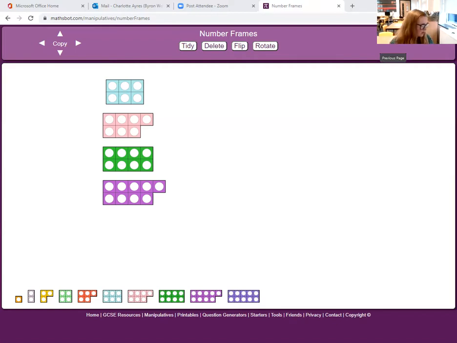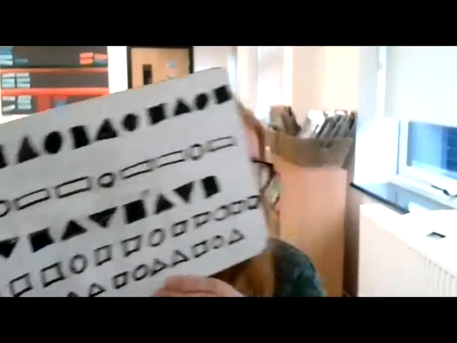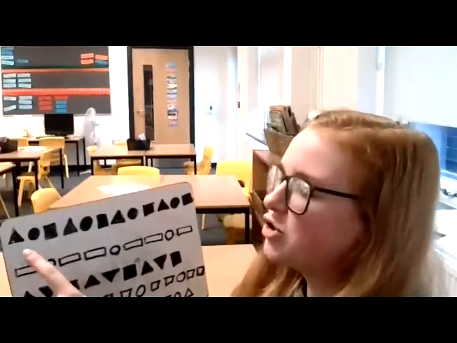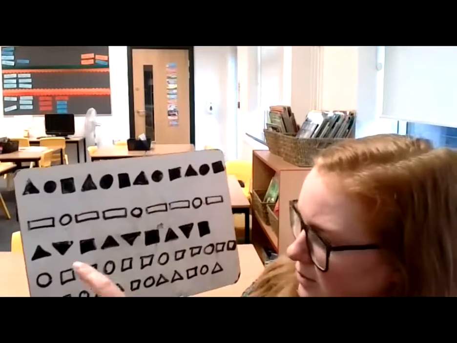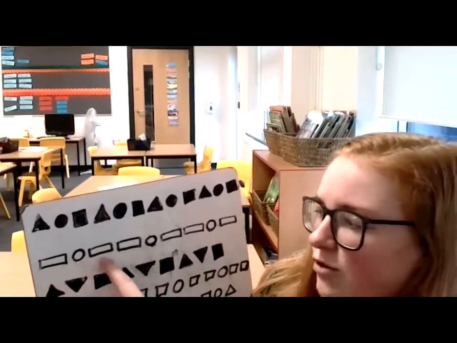So I've done some here to show you. Let me just take my screen share off. So I have had a go at drawing out some patterns. So here I have triangle, circle, square. That is my core, and then I've repeated it to create my pattern. Triangle, circle, square. Triangle, circle, square. Here I have rectangle, circle, rectangle. That is my core. I then repeated it to create my pattern. Rectangle, circle, rectangle. Rectangle, circle, rectangle.